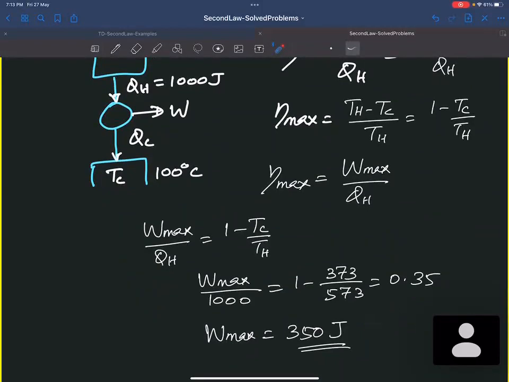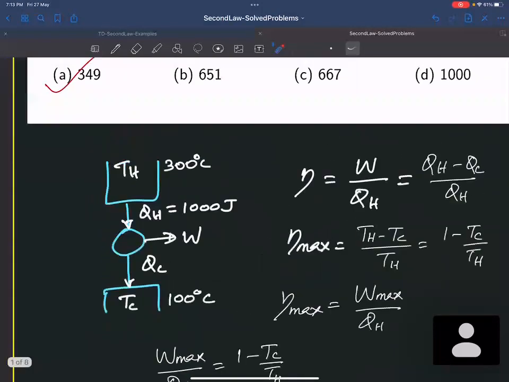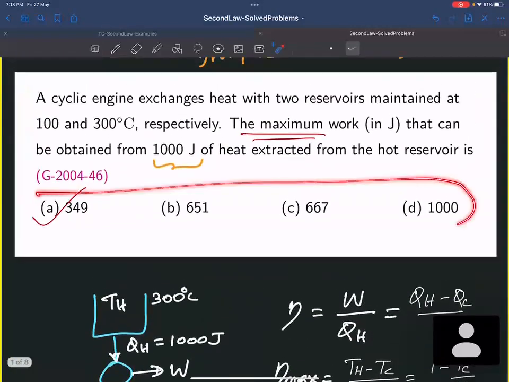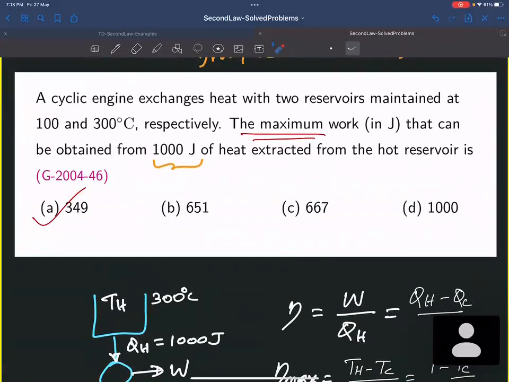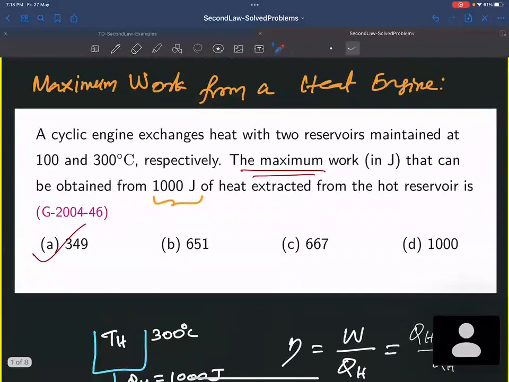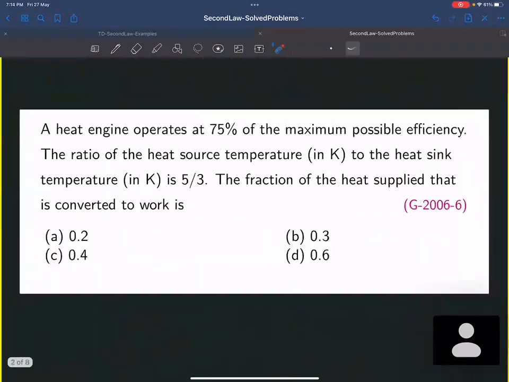Normally they will give the answer options in such a way that if you commit any mistake, you'll end up with another answer. That's a trick they sometimes have. Okay, next one we shall go to now.